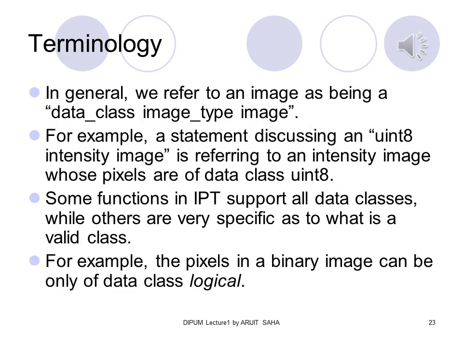In general, we refer to an image as being a data class image type image. For example, a statement discussing a uint8 intensity image is referring to an intensity image whose pixels are of data class uint8. Some functions in IPT support all data classes, while others are very specific as to what is a valid class. For example, the pixels in a binary image can be only of data class logical.